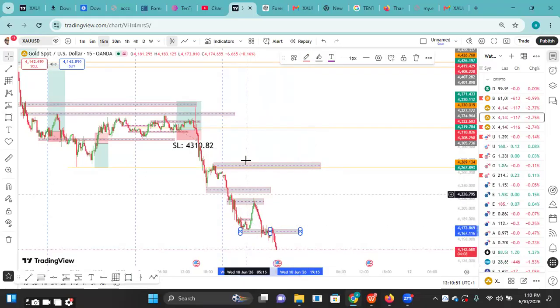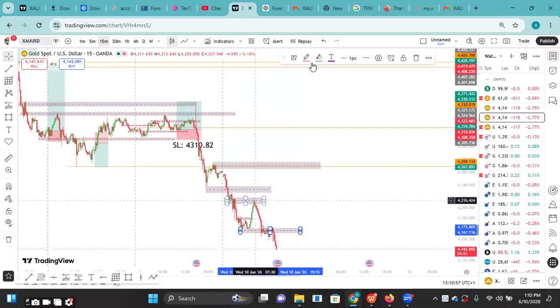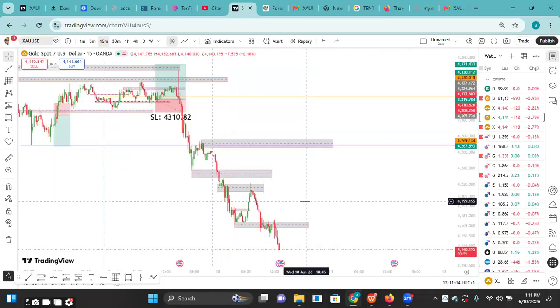Now, the market has done this move from this high to this low. It pushed up into this zone, and then see what it did. It came all the way down. At some point, at this point, it swept.